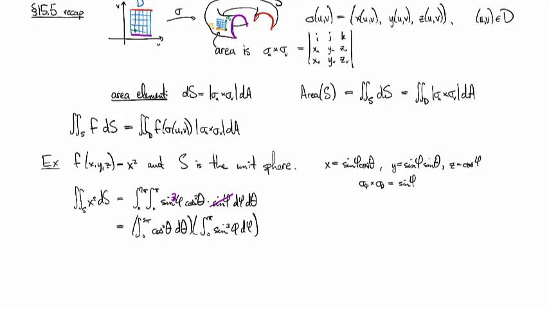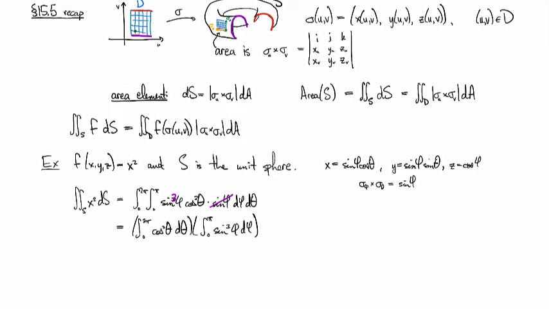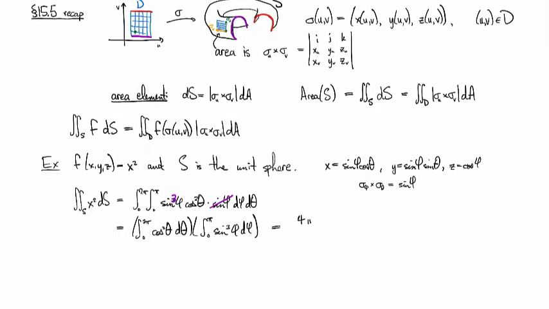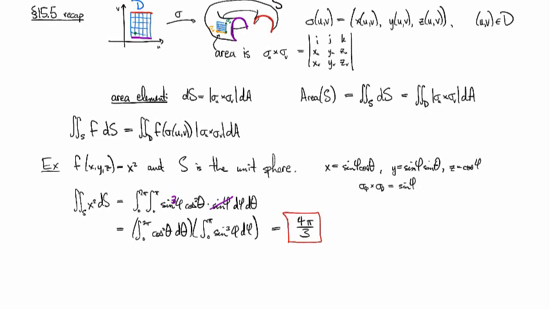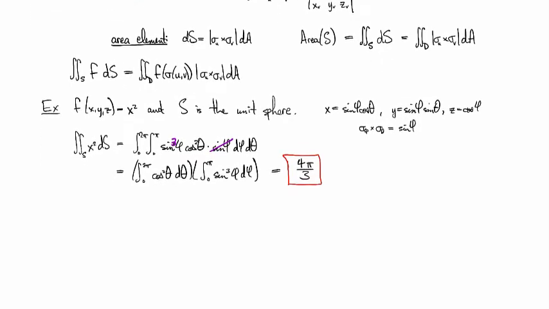And these are both fairly straightforward. It boils down, you get 4 pi over 3 as your answer. Okay, so there's one example. We can do another example.